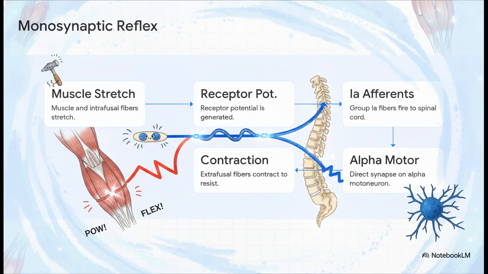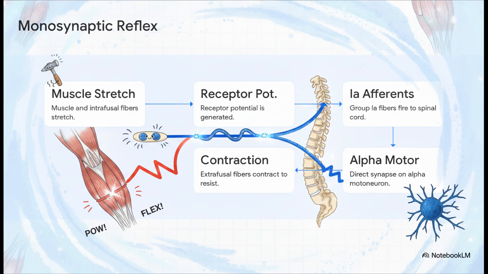Step 2. This physical distortion pulls on our muscle spindle, generating a receptor potential. Step 3. Those fast Group 1A sensory afferents fire action potentials rapidly straight into the spinal cord. Step 4. And here is the absolute magic of this system. They form a direct monosynaptic connection, literally one single synapse straight onto the alpha motor neuron. Step 5. That alpha motor neuron instantly signals the extrafusal fibers of that exact same muscle to contract, powerfully resisting the stretch.